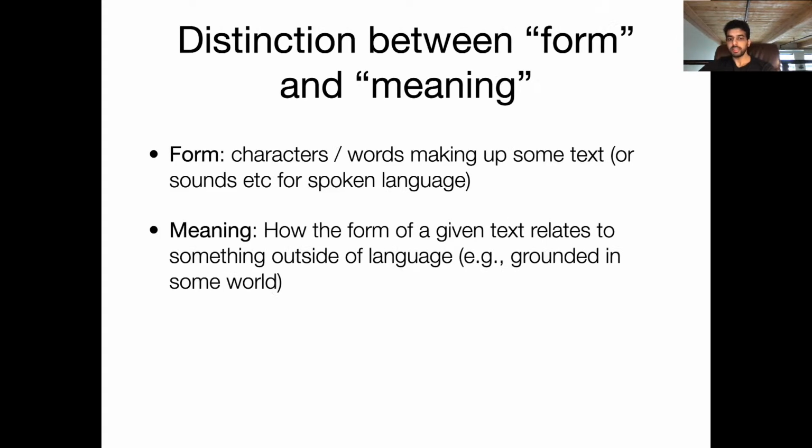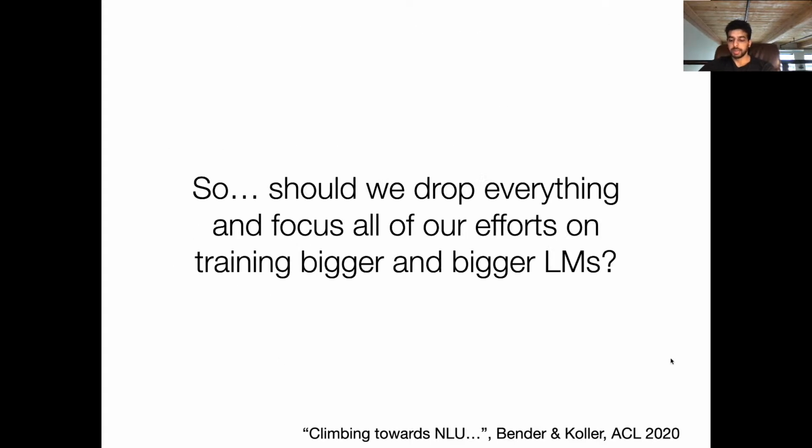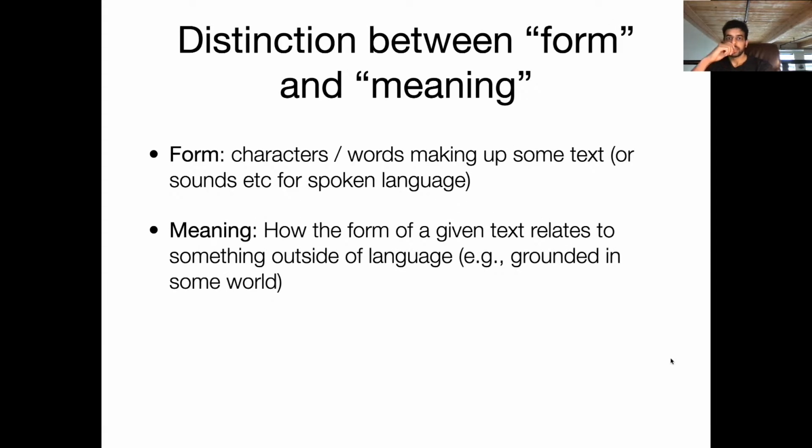And so in this paper, this Bender and Koller paper that was assigned, they make a distinction between the form of a text and its meaning. So language models are trained strictly on form, meaning they observe in their training data just the characters and words associated with some text, right? And so form, if I'm speaking to you, might be the sounds that I'm making, right?